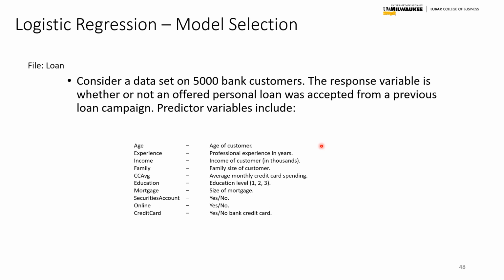And what they want to do is see if they can predict whether customers moving forward will take a loan or not based on the information they have on these customers, like the age of the customer, number of years of professional experience, the income, family size, average credit card spending monthly, education level 1, 2, 3, presumably something like high school, college grad, the size of their mortgage, whether they have a securities account, whether they have an online account with the bank, or whether they have a credit card with the bank.